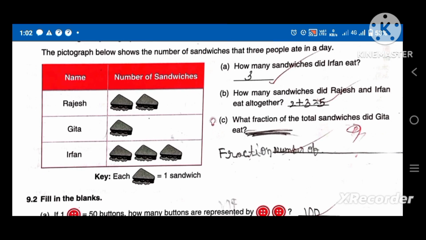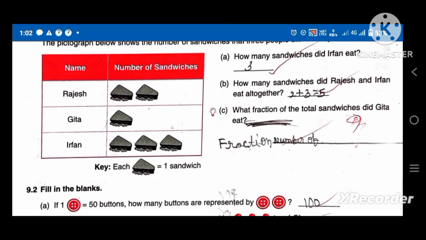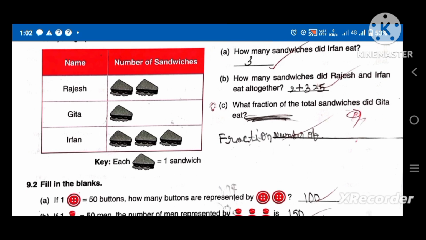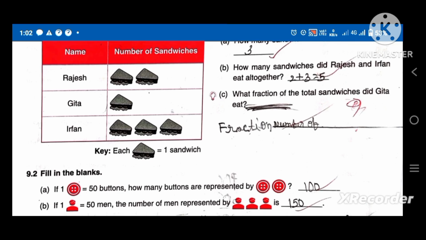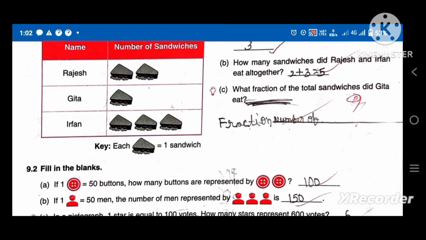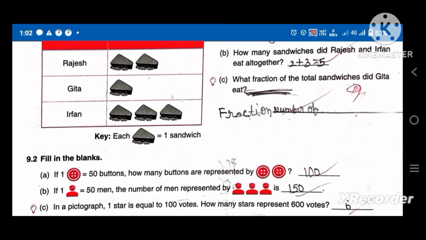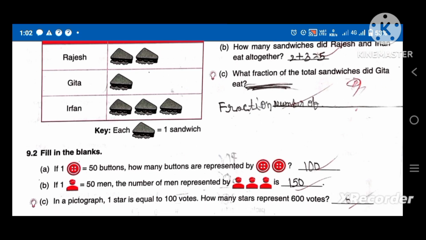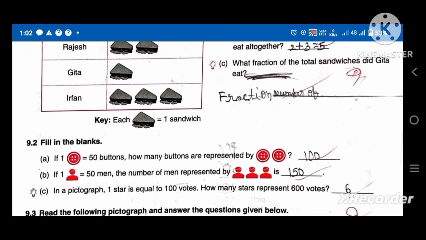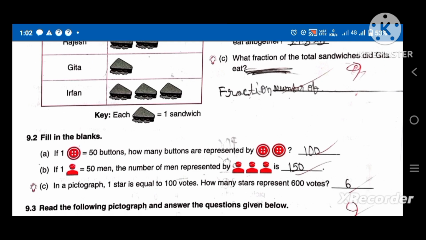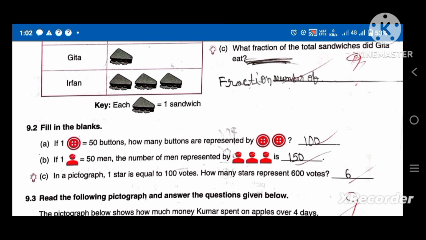Key: each piece of sandwich is equal to 1 sandwich. A. How many sandwiches did Irfan eat? 3 sandwiches. B. How many sandwiches did Rajesh and Irfan eat altogether? 2 plus 3 is equal to 5. C. What fraction of the total sandwiches did Geeta eat? 1 by 6. 6 sandwiches are there. Geeta ate only 1. So, 1 by 6 fraction.